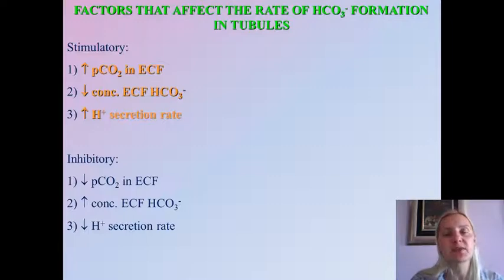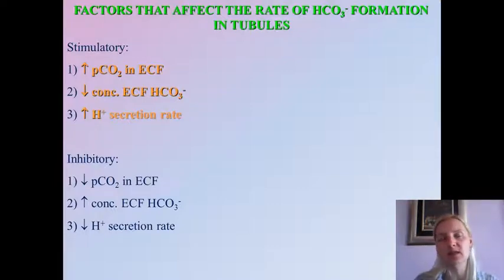So which are the factors that affect the rate of bicarbonate formation in tubules? I have listed 3 of them. The stimulatory effect is an increased partial pressure of carbon dioxide, decreased concentration of bicarbonate ions, or increased secretion rate of hydrogen ions. Inhibitory, we have the opposite: decrease in partial pressure of carbon dioxide, increased concentration of bicarbonate ion, or decreased hydrogen secretion rate.